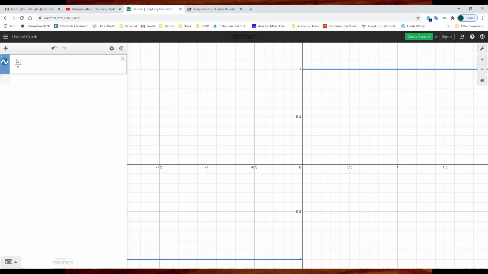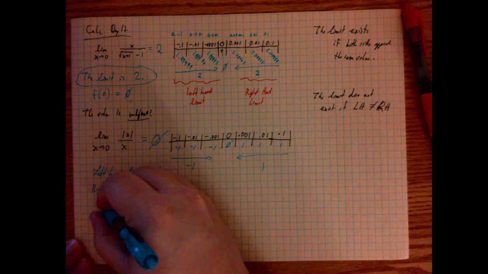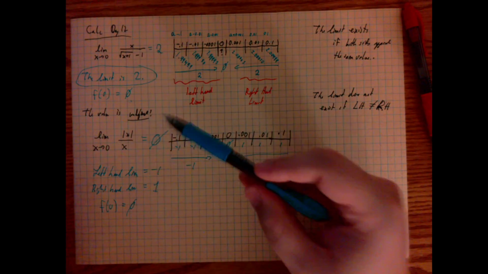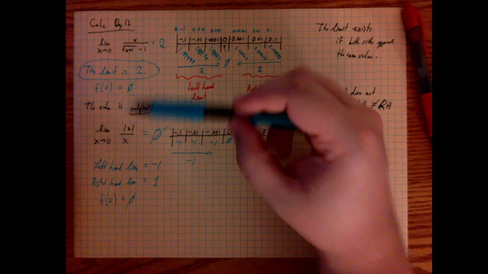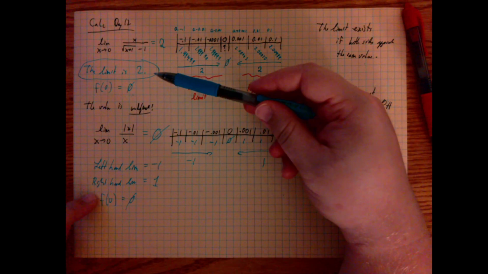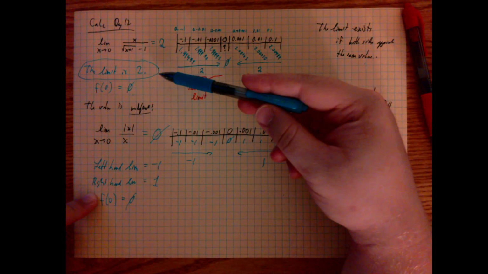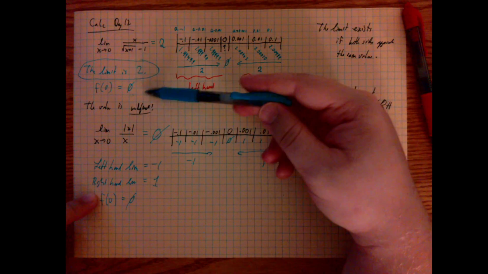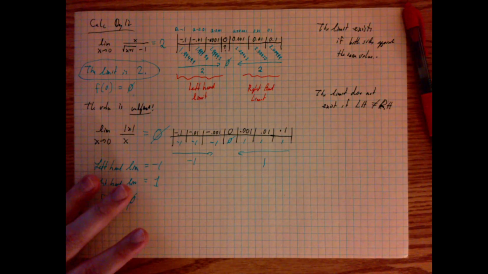Going back to my list here, notice that also f of 0 doesn't exist. So notice it's possible for the limit to exist, but the value not to. It's possible for the limit not to exist and the value not to. The limit is separate from the value itself. Sometimes the limit exists, sometimes the limit doesn't exist, whether or not the value exists. And that's what makes this so important.